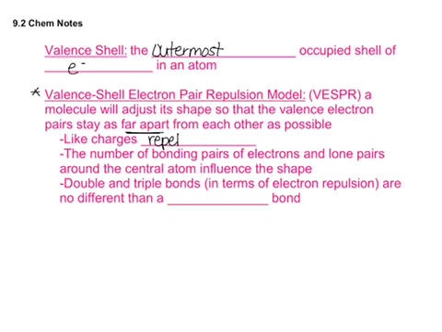So a minus is going to repel a minus, whereas a minus and a plus would attract one another. So we look at the number of bonding pairs of electrons and the lone pairs around the central atom because that's what's going to influence the shape. And so when we look at the VSEPR theory, double and triple bonds in terms of electron repulsion are no different than a single bond. So that means if you have a double bond, it's not going to repel electrons any more strongly than a single bond would. They repel electrons equally.